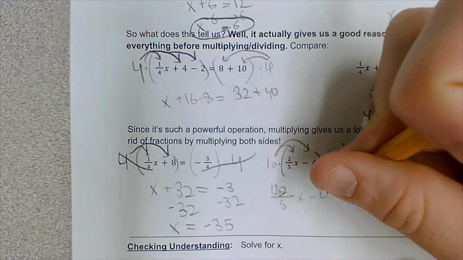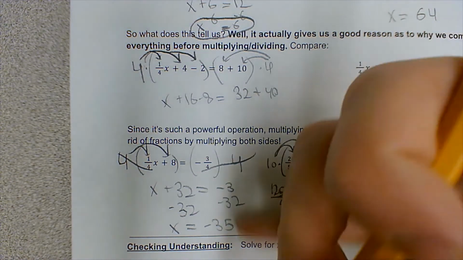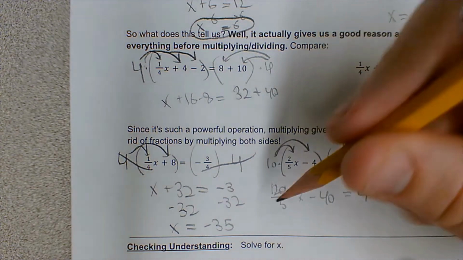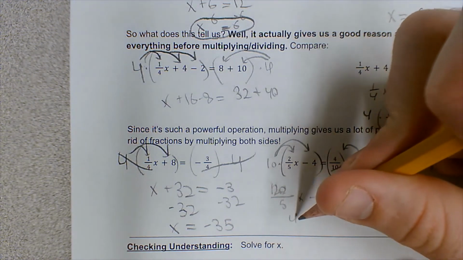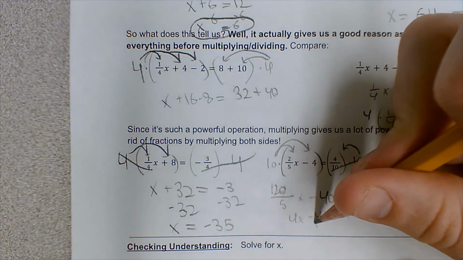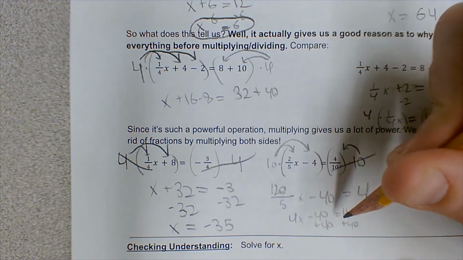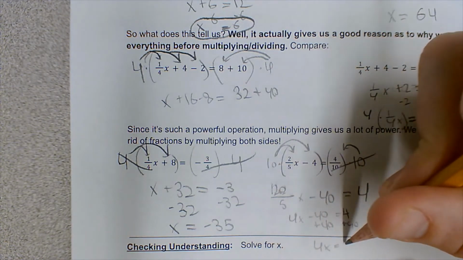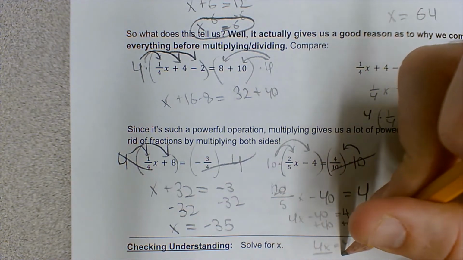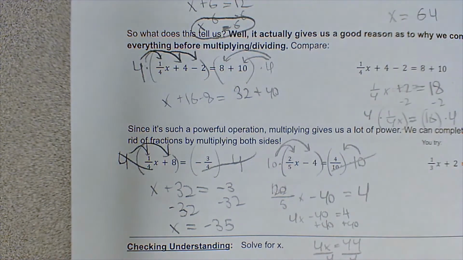minus 40 equals, cancel out the 10s, 4. What I can do with this becomes 4x minus 40 equals 4. I add 40 to both sides. 4x equals 44. Then I can divide by 4, get x equals 11.